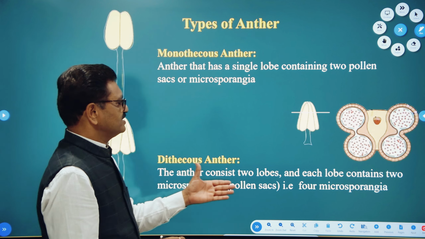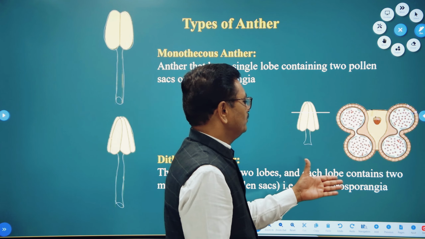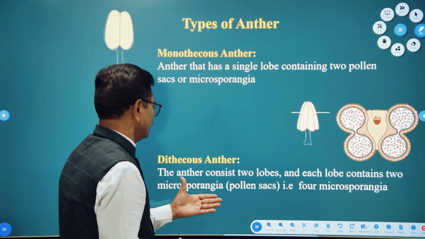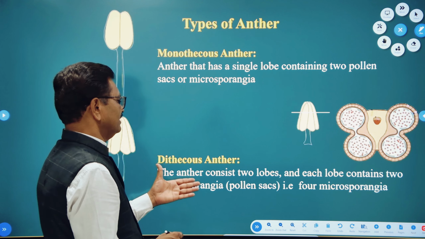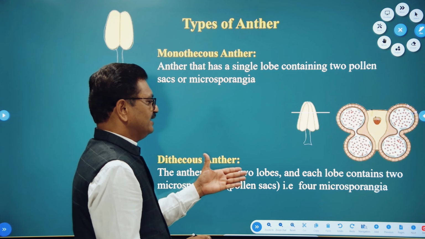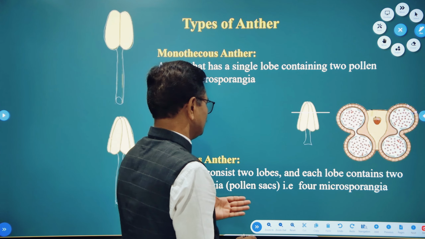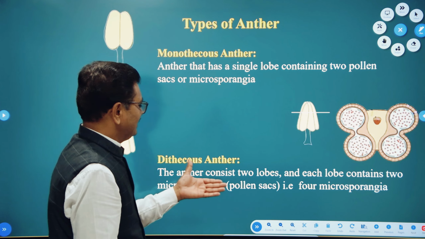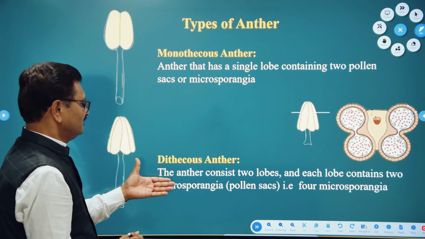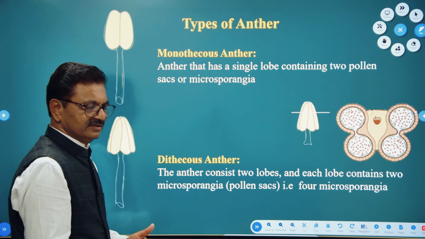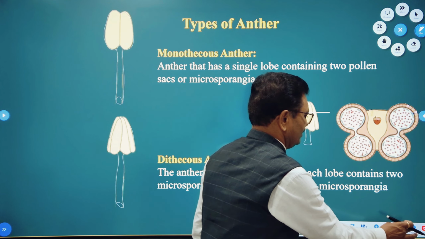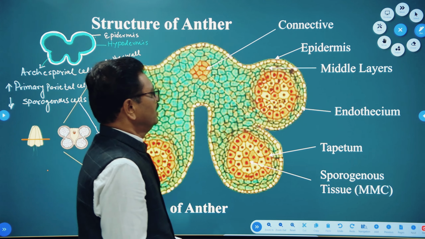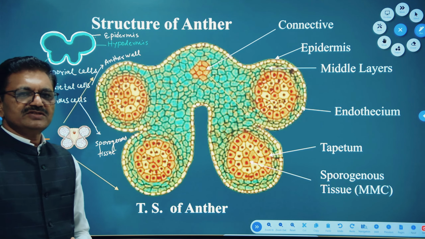The second one is the dithecous anther. The anther consists of lobes, and each lobe contains two microsporangia. So a dithecous anther has two lobes and each lobe has two microsporangia, making a total of four microsporangia. So a dithecous anther is also called a tetrasporangiate anther, as we saw in the last lecture. Now, what is the structure of a tetrasporangiate anther?